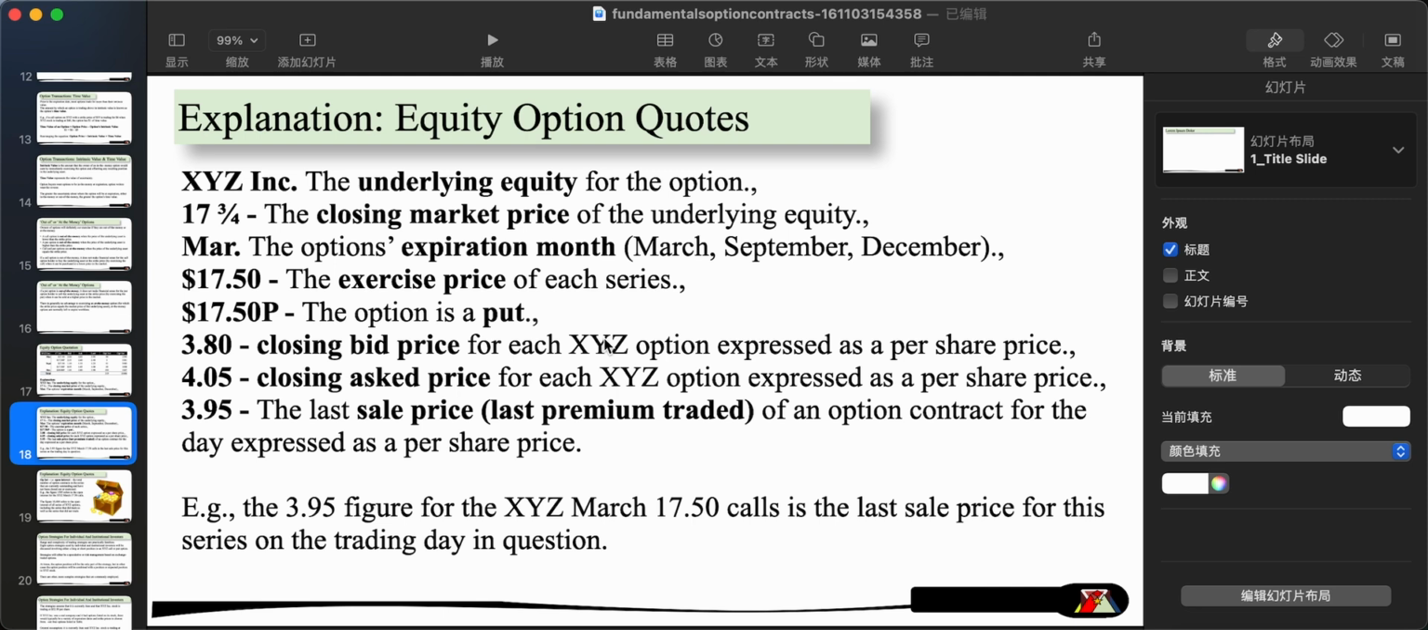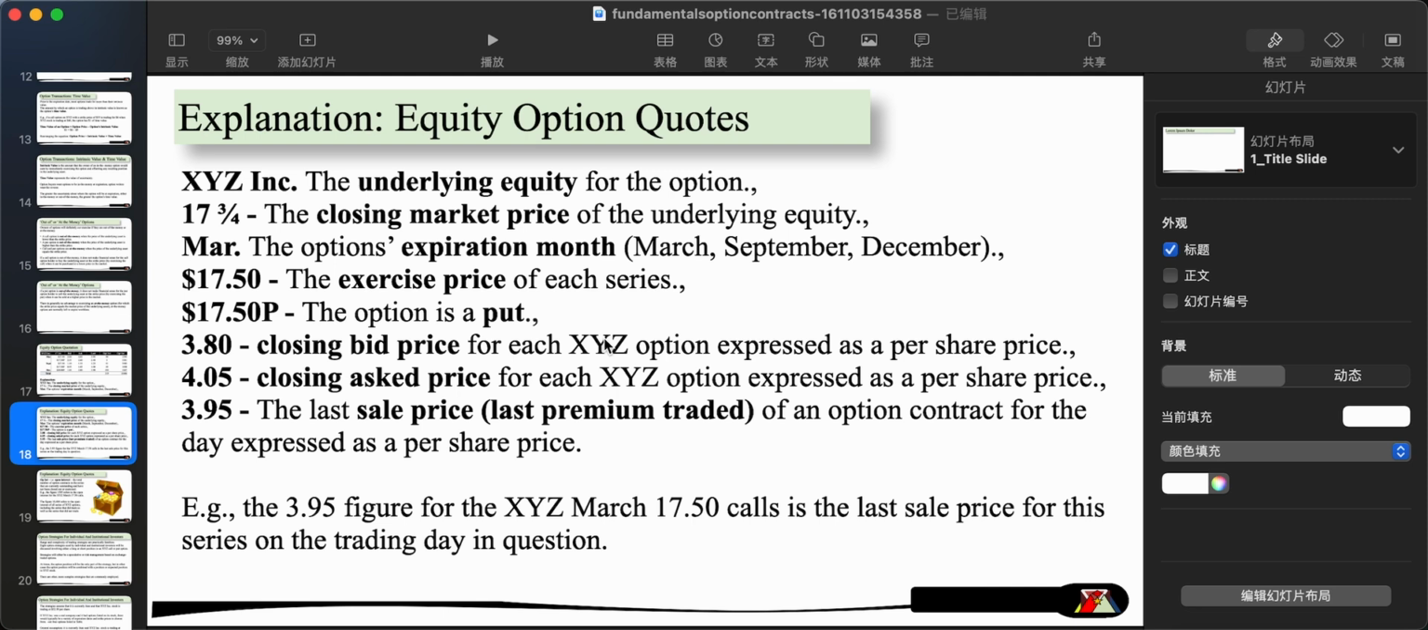And then you have MAR, which stands for the options expiration month. Typically you see March, September, and December, and many different expirations. It really depends on the liquidity of the contract. It is very important for you to choose the right expiration date, because if you have chosen the wrong expiration month, your option contract is going to expire very, very quickly.